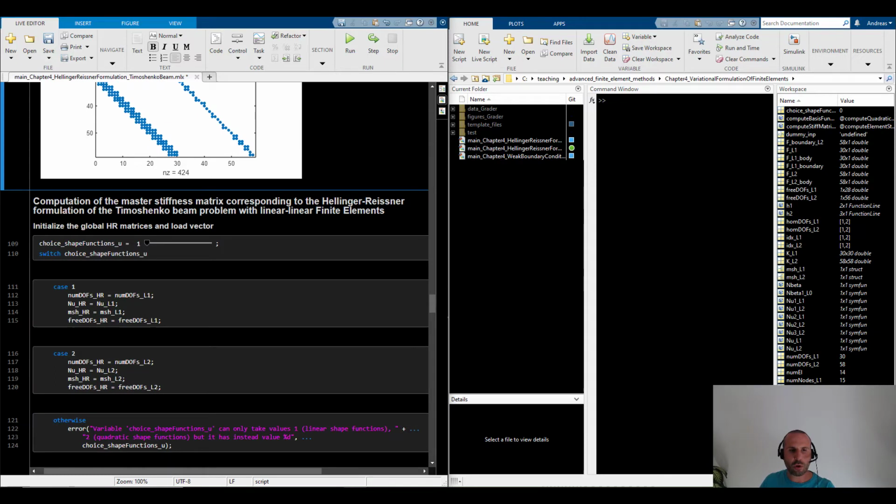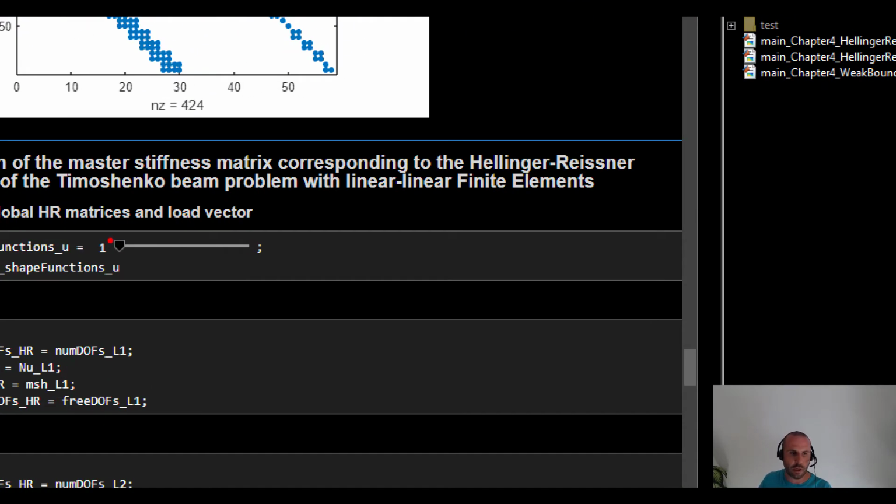Lastly, we would also like to compute the global matrices for the Hellinger-Reissner formulation. In this case, we can also choose the discretization for the primal unknowns, which are the vertical deflections and the cross-sectional rotations. Again, we use the same interpolation for both the vertical deflection and the cross-sectional rotation. We can choose in this case between 2 values only, actually: either linear or quadratic.